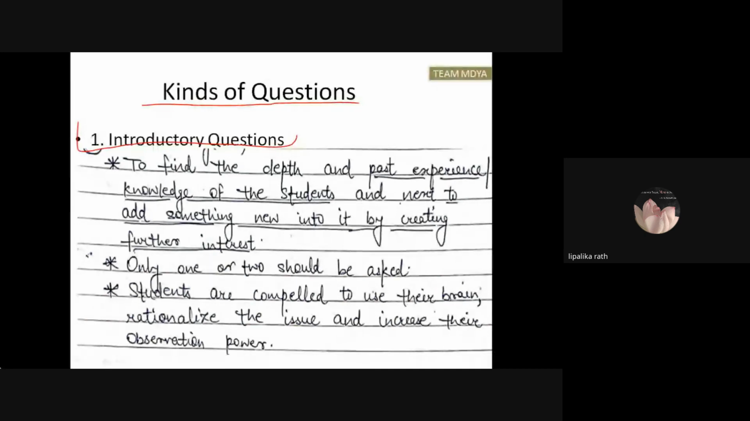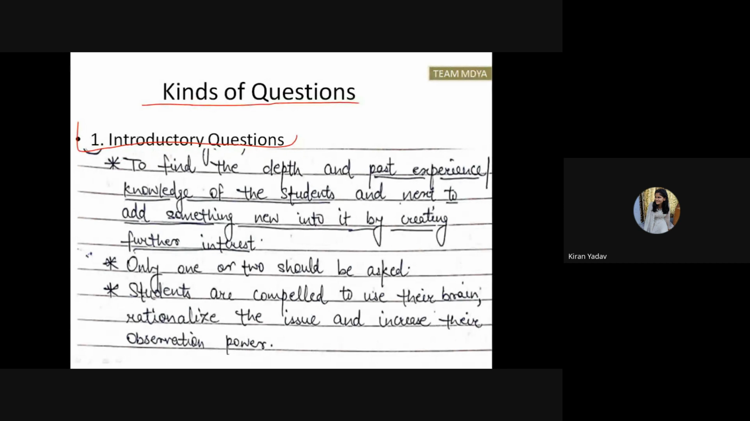Okay. So these are asked before the teacher teaches something. As I am teaching you today, types of questioning, kinds of questions, before starting the chapter I ask what can be the objectives of questioning. That was a type of introductory question.